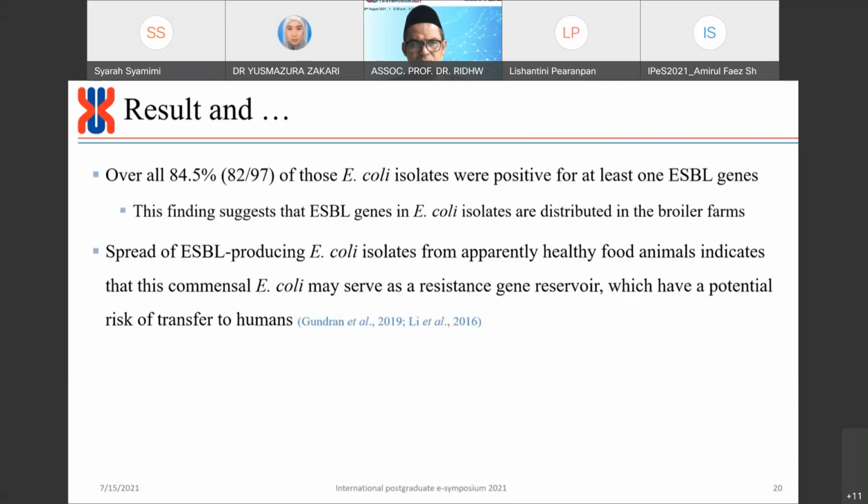This finding suggests that ESBL genes in E. coli isolates were distributed in broiler farms. The spread of ESBL producing E. coli isolates from apparently healthy food animals indicates that this commensal E. coli may serve as a resistance gene reservoir, which has a potential risk of transfer to humans through the food chain.